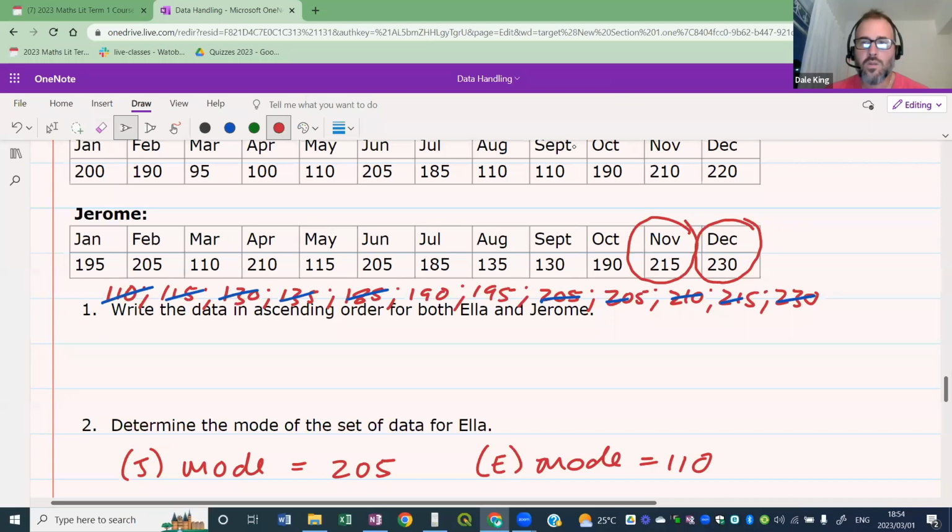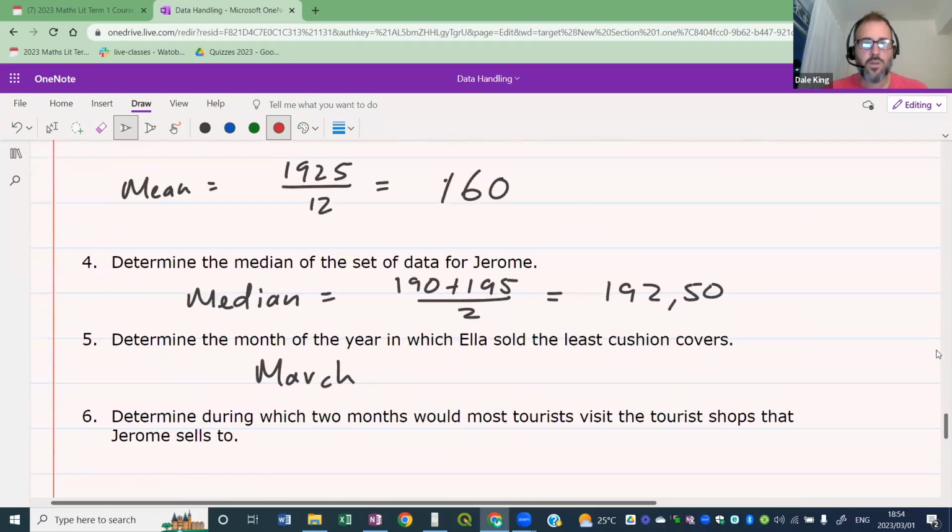Okay, so when your data is in order, it helps, very easy to see the most and the least. Very good, very good. Makes absolute sense, doesn't it? Tourists will come towards the end of the year around Christmas, and also people buy each other presents around Christmas time. Okay, let's see what the next question is.